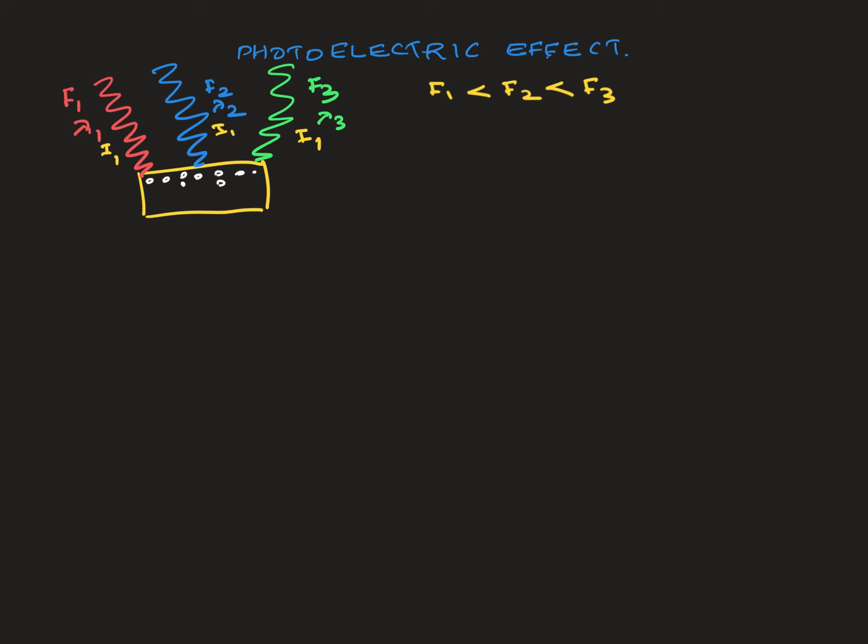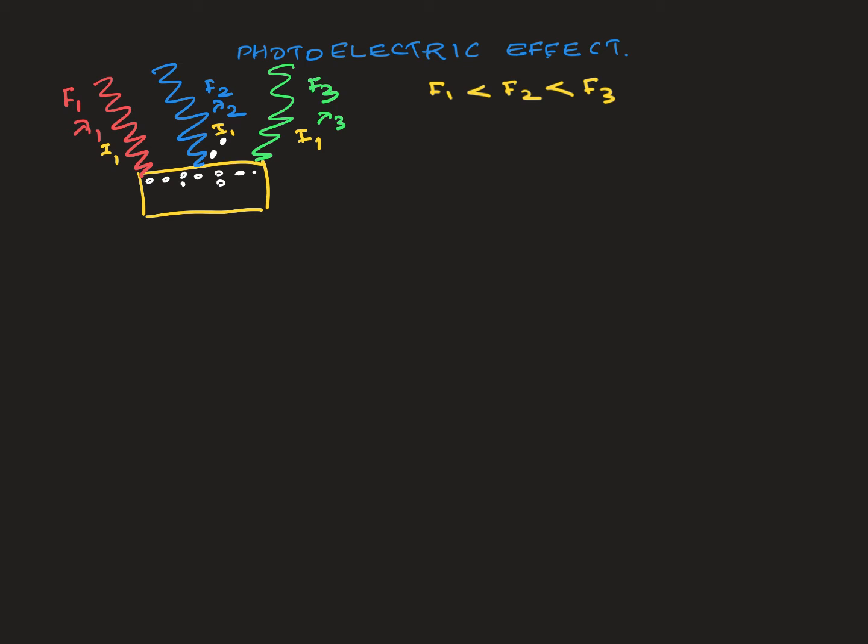That means that the green one has a high frequency wave, F2 is in the middle, and F1 is the smallest one. And the intensity is the same. So what's happening? The first wave, the red one, when we shine that light, nothing happened to the electrons. But when we shine that blue light, say 2 or 3 electrons were emitted, so they were expelled from the metal.